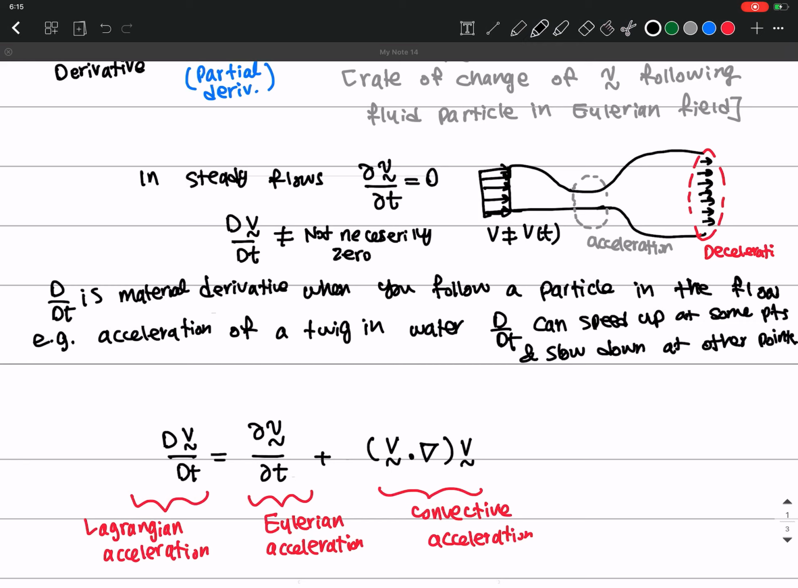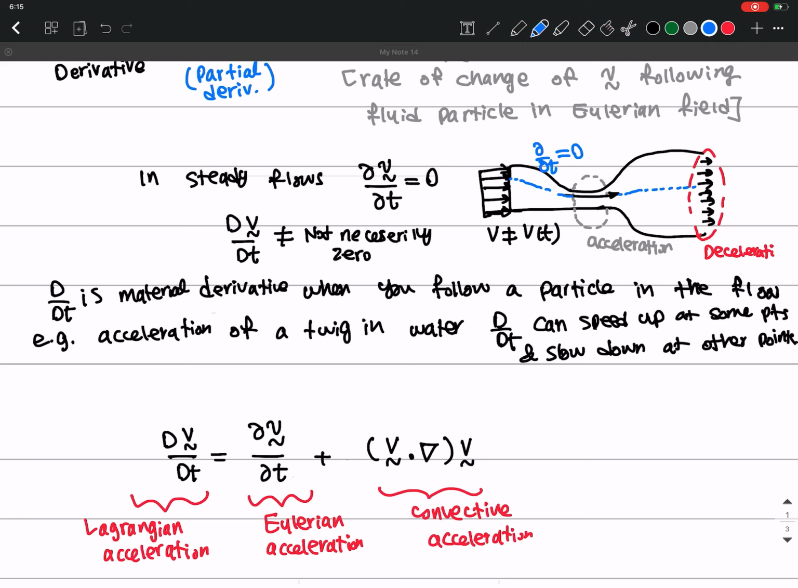So for example, if you have here your rho over rho, your partial over partial t is 0, but as this flow goes here, it will kind of speed up here, and then when you have this extension, that twig, say you have a twig here, let me just show the streamline of that. You follow a twig or a fluid particle here.